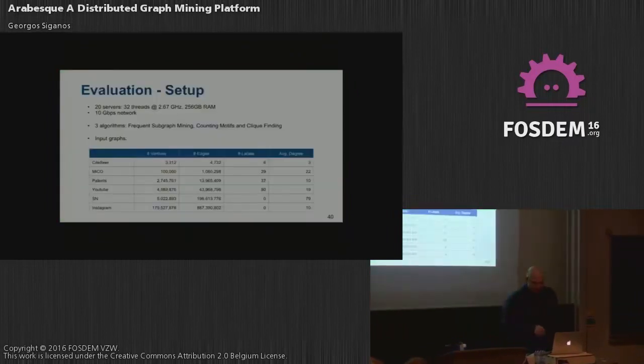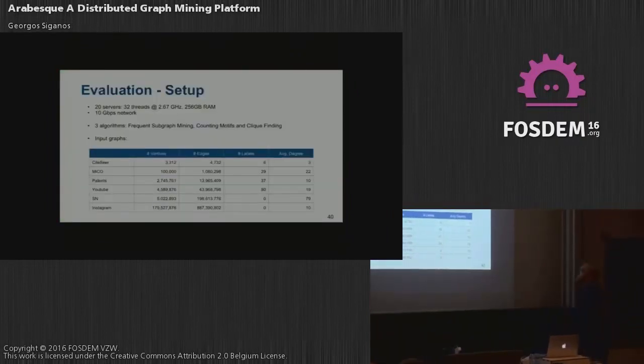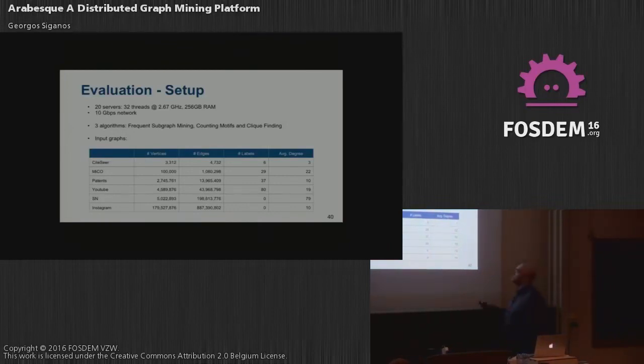Some performance numbers. We did the evaluation using 20 servers with 32 threads each, 10 gigabit networks, and we use, of course, the 3 algorithms. And we use different kinds of graphs.